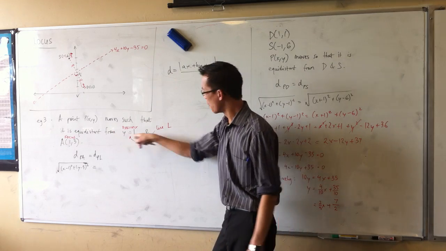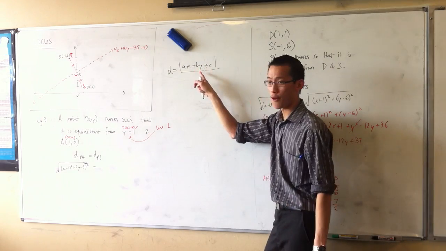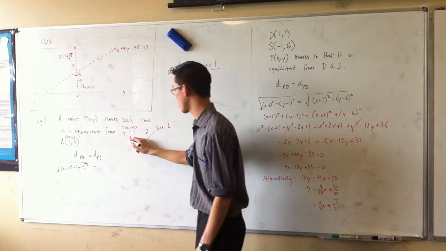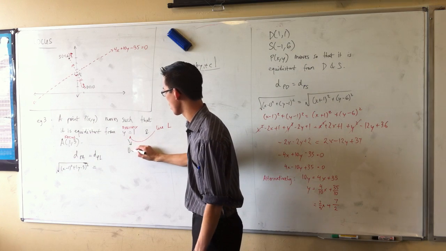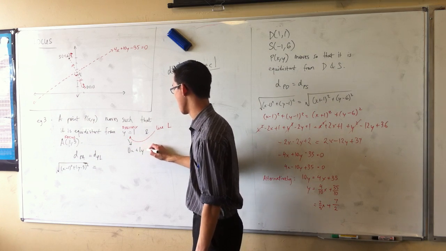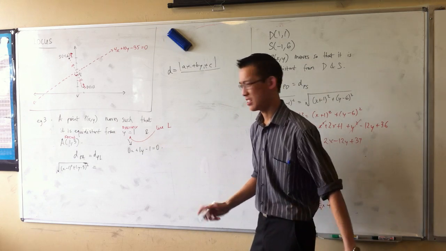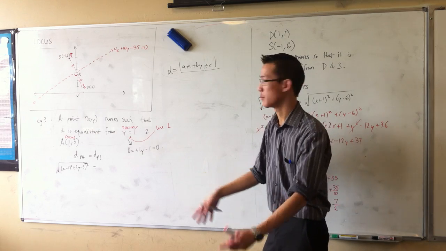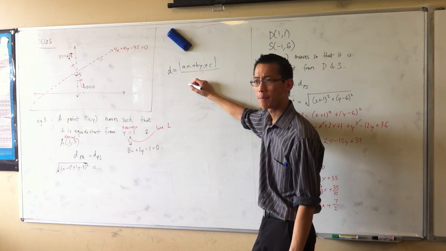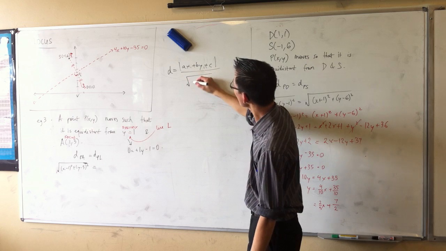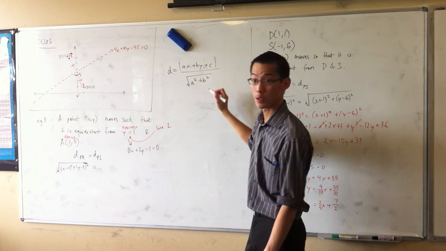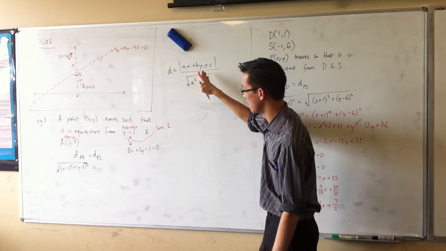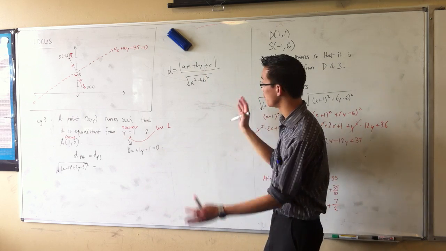This line, y equals 1, is not in general form, and I need to put it in general form. So I'll just quickly say, well, it's 0 lots of x plus 1 lot of y minus 1. Do you have to write it like that? No, but I can see what a, b, and c are, just to make it easier for me. What's on the bottom? Square root. Good. And again, that comes from Pythagoras.